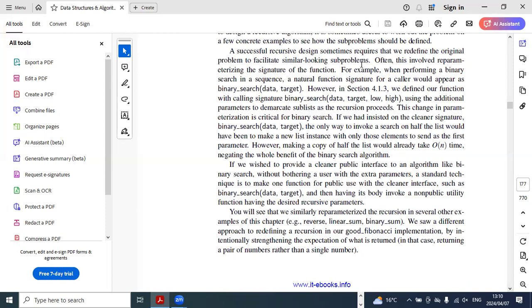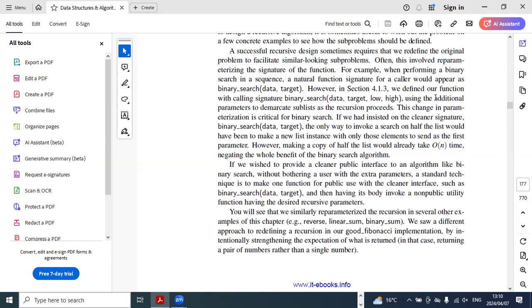A successful recursive design sometimes requires that you've redefined the original problem to facilitate similar looking subprograms. Often this involves reparameterizing the signature of the function. For example, when performing a binary search in a sequence, a natural function's signature for a caller will appear as binary search. Remember the first one we were using had two parameters.